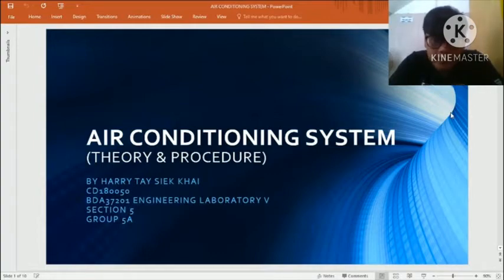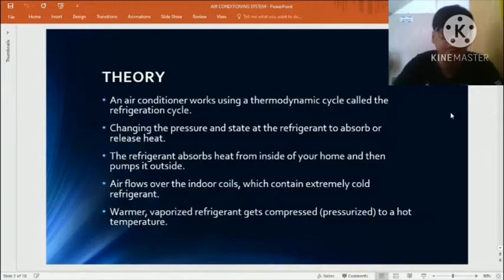Now I'll present about the theory and the procedure of the air conditioning systems. In theory, an air conditioner works using a thermodynamic cycle called the refrigeration cycle. It works by changing the pressure and state of the refrigerant to absorb or release heat. The refrigerant absorbs the heat from the home and then pumps it outside. The air flows over the indoor coils, which contain extremely cold refrigerant, which is coolant.